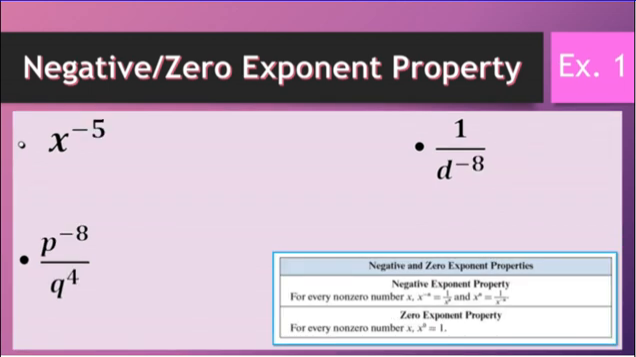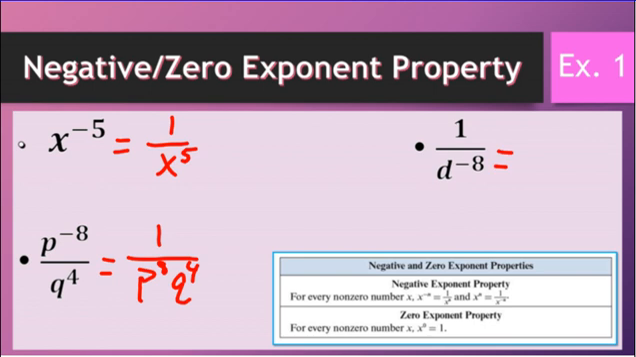Next one, x to the negative 5th. Reciprocal would be 1 over x. This would be to the 5th. Next one, p to the negative 8th divided by q to the 4th. I need to do the reciprocal of p to the negative 8th, which is 1 over p, positive 8. And then q to the 4th stays in the denominator. And this one, reciprocal would be d with a positive 8.